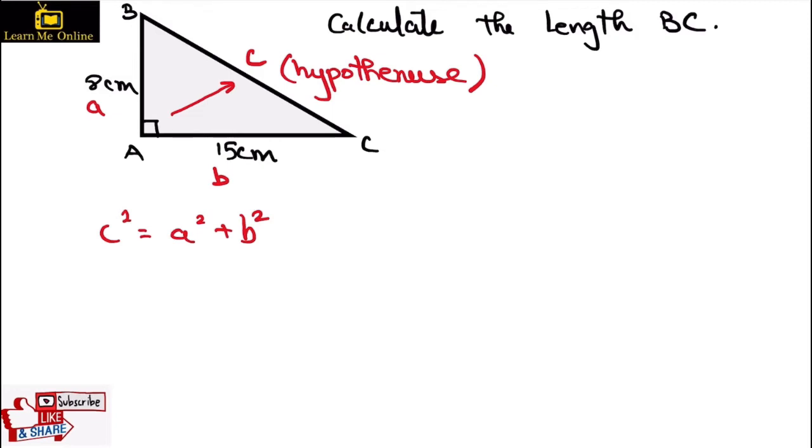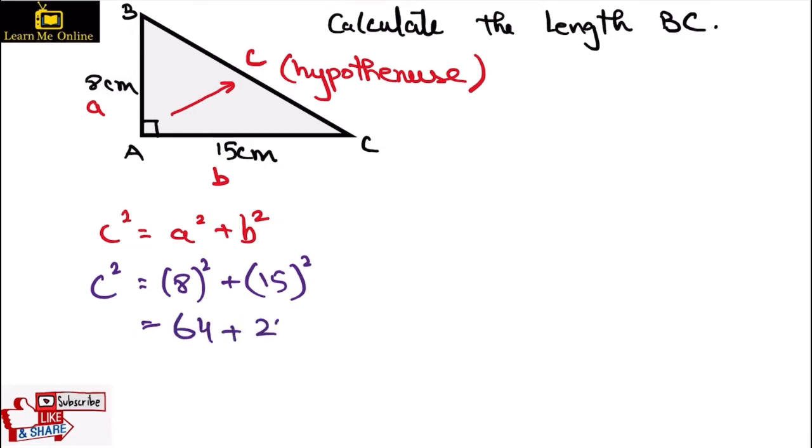Now subbing this into the formula, because we are finding out the length of the hypotenuse c, I'll keep it the same. a is 8, so I'm going to write down 8 squared plus 15 squared. To further simplify, we know that 8 squared is 64, so we write down 64 here, and 15 squared is 225. When you add them together, you get 289. This is your c squared.